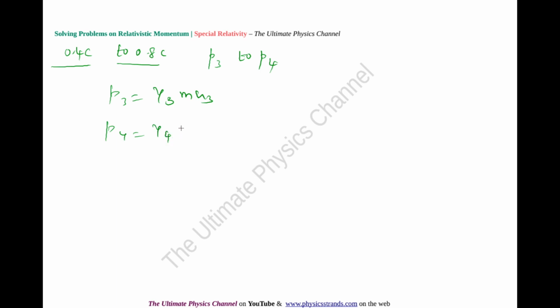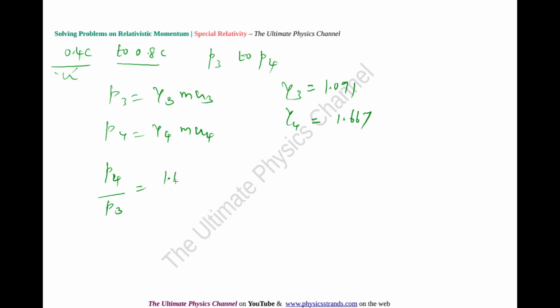So let's work it out. In this case, the speed u changes from 0.4c to 0.8c. Let's say momentum now changes from P3 to P4 accordingly. Now our P3 is gamma 3 m u3, and our P4 is gamma 4 m u4. Gamma 3, if you work out using this velocity for u, is 1.091. Again, gamma 4, on the other hand, is 1.667.